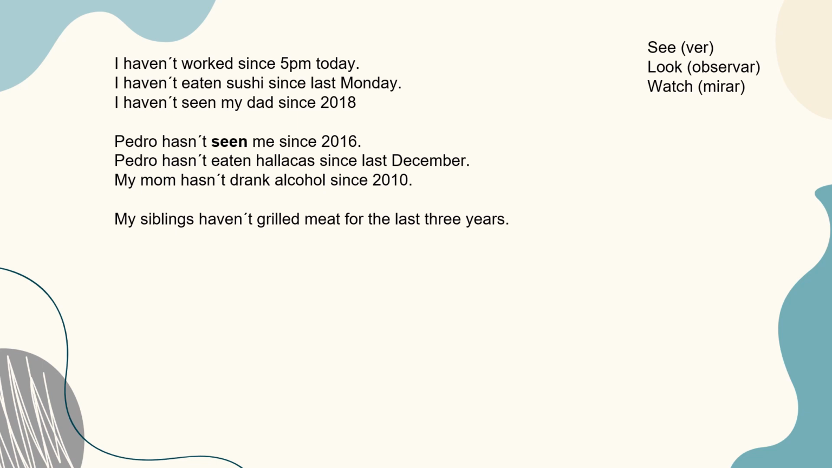So for I, haven't. For he, for example, Pedro hasn't. And for she, my mom hasn't. And when you're talking about plurals, like they, haven't. And the verb is going to be in its past participle form, okay? So keep learning verbs, guys.